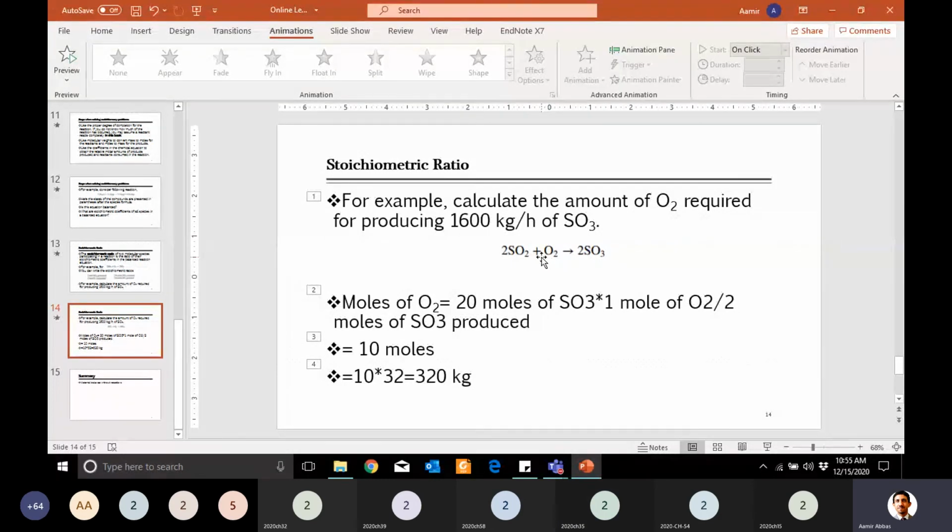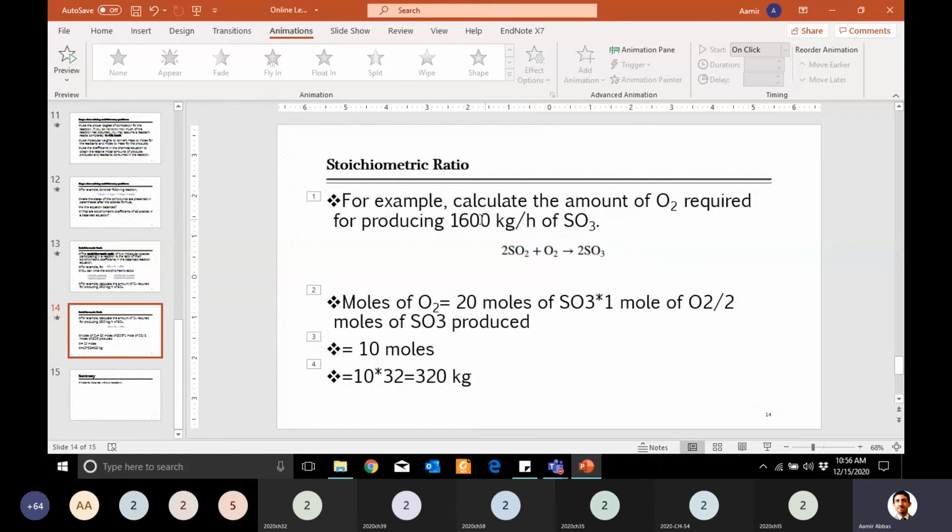Can you tell me how many moles of oxygen are required for how many moles of SO3? 1 mole of oxygen is required when 2 moles of SO3 are produced. So as per this I can tell, but as per 1600 kg I can't tell. So I have to convert that value of 1600 kg to moles, and when I get it converted to moles, then I can multiply with this stoichiometric ratio, which is 1 mole of oxygen versus 2 moles of SO3, and I can calculate the moles of oxygen simply.